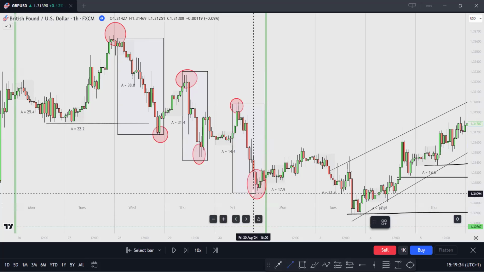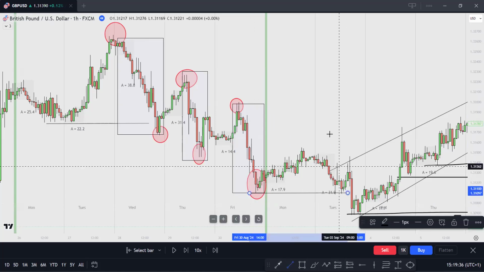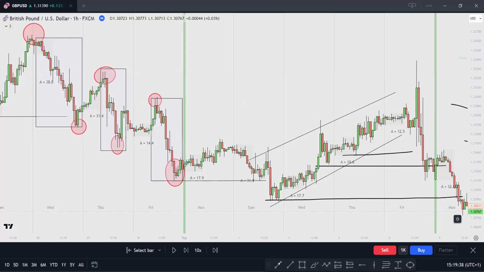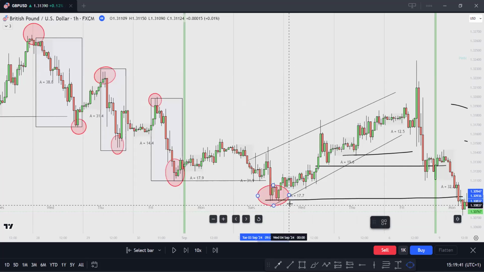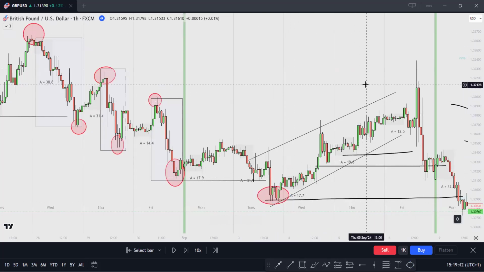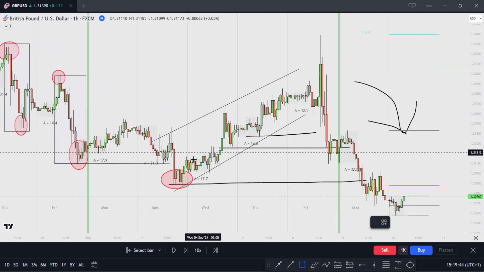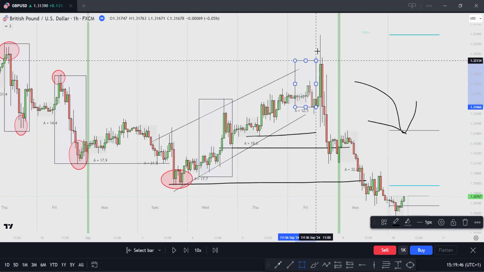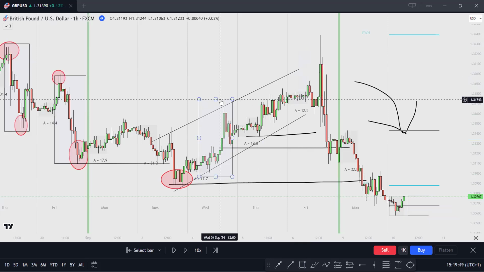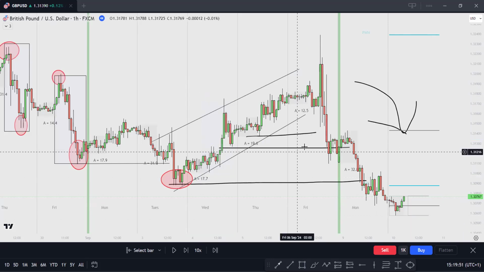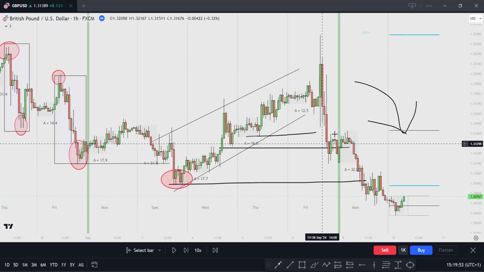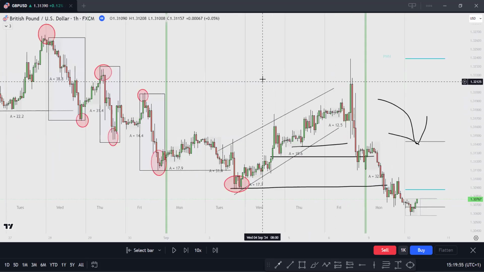Then what do we have? We have price making a stop hunt to these lows. We have a stop hunt to these lows here, and then price reversed back to the upside. Now, price didn't give us 3 levels back up, so we have only 2 levels back up. Then we have a change in trend, right? So price began to break these levels, indicating that price wants to continue down.